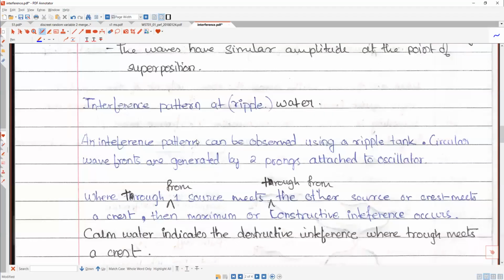Okay, so now they're saying interference in the ripple tank over here. You guys can go home and revise this, taking your compass, you can draw it very well.